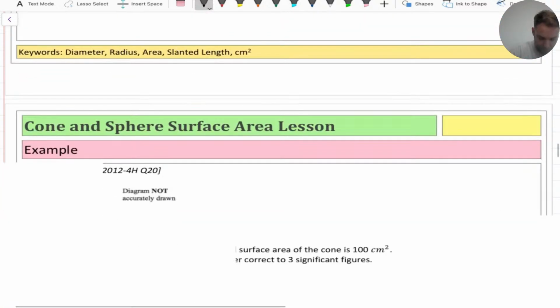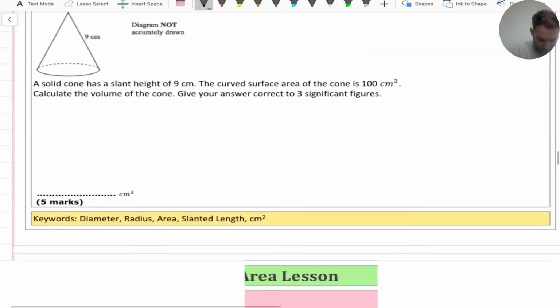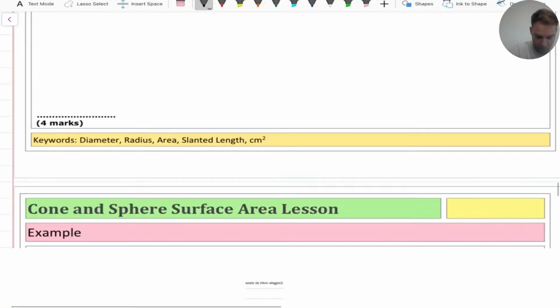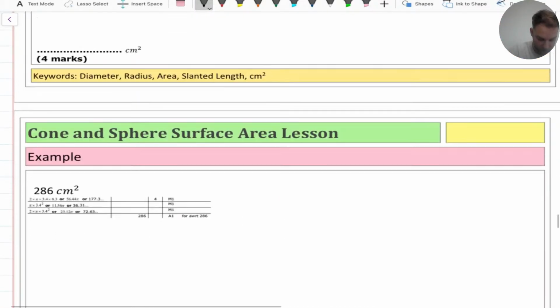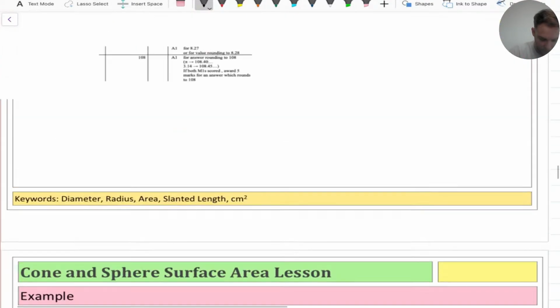So, we've got this question here, which is kind of stepping up again. We've got a few more questions to go now. We've got 2 or 3, and then we've got the worksheet here, so should be able to get these done.